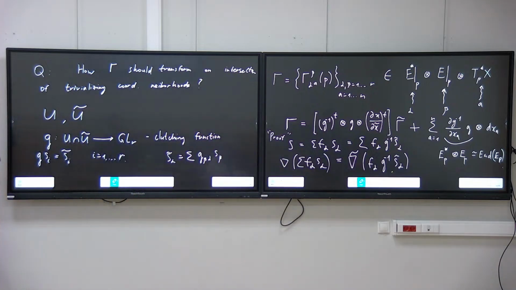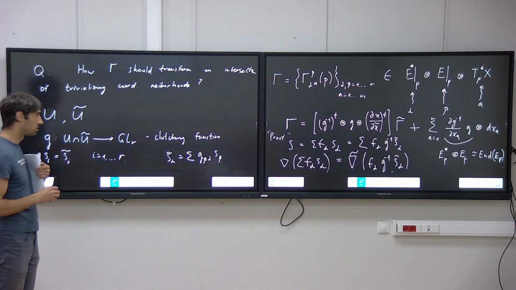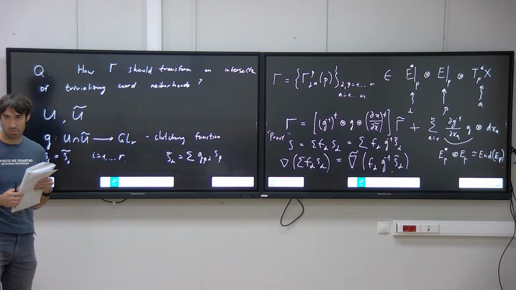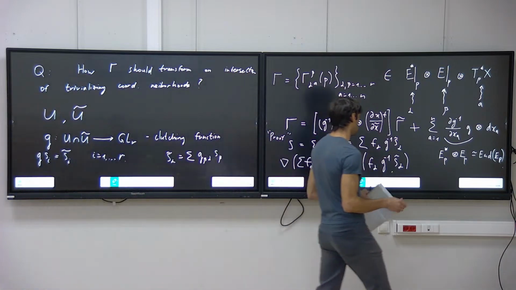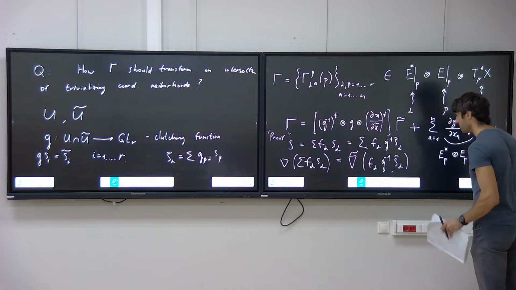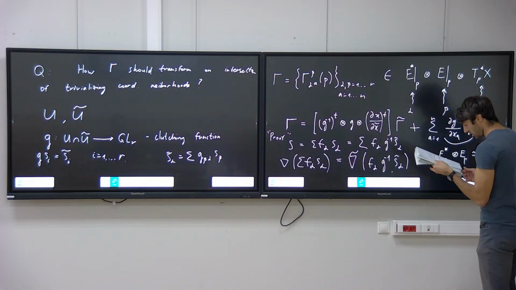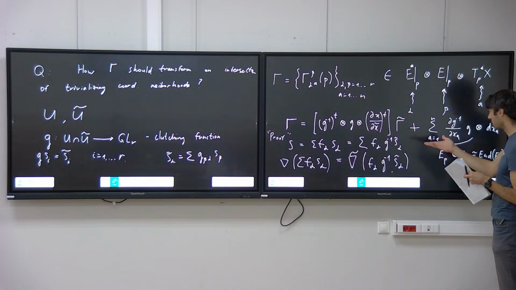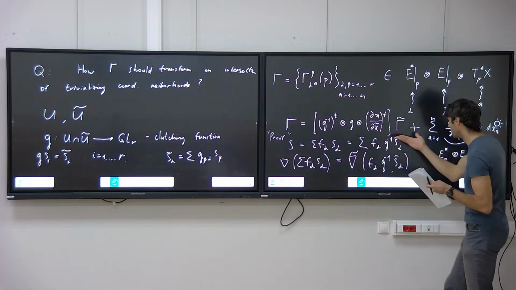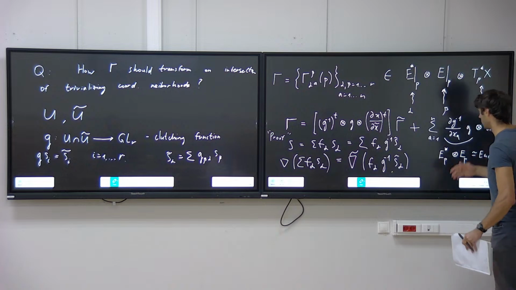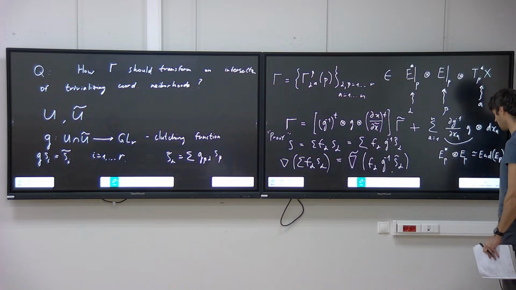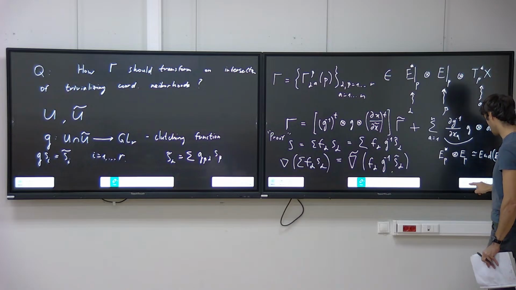Of course, I could be very boring and just do this computation, but I think it's better to explain it like that. Anyways, gamma is not really a section, so it has a term corresponding to it being a section, and another term which corresponds to this term D in local coordinates.